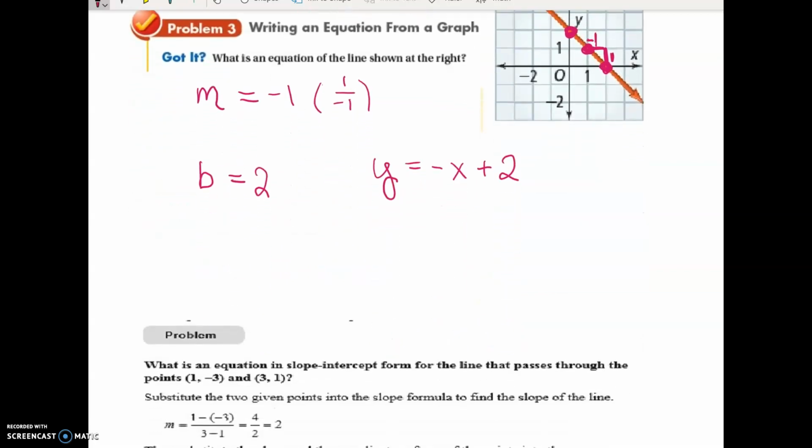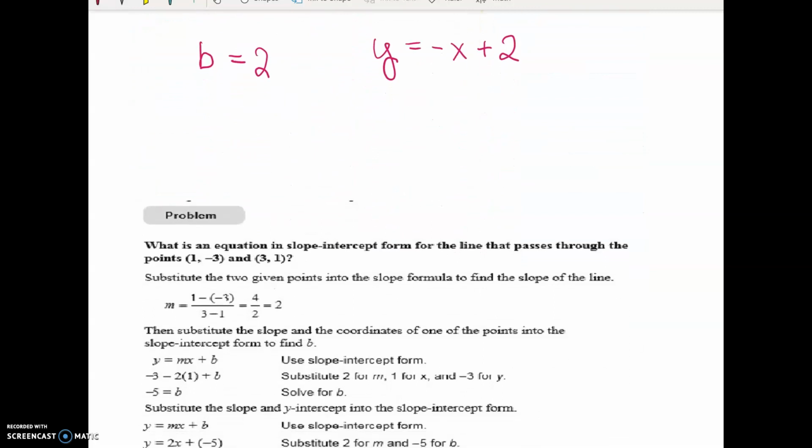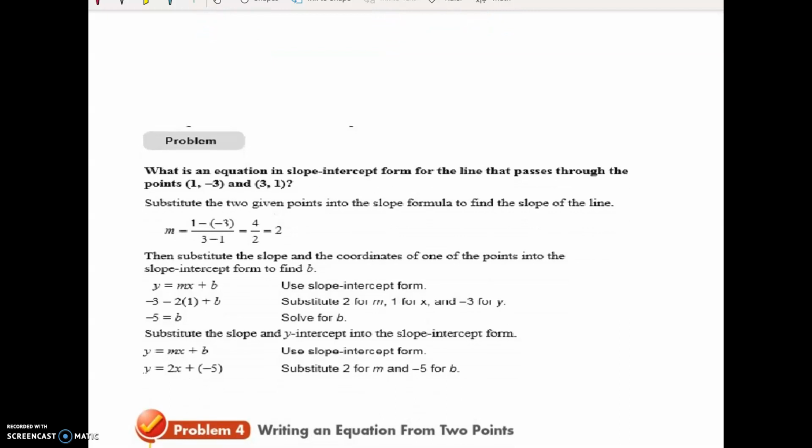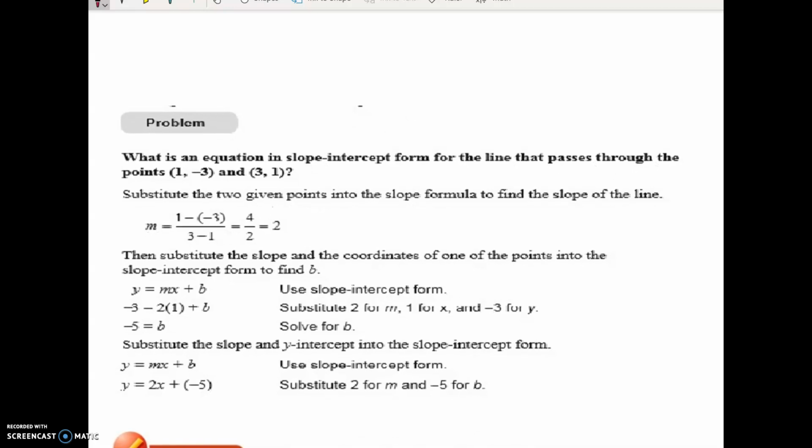So our last problem for the day today is following kind of this pattern here. It's asking what is an equation in slope-intercept form for a line that passes through these sets of points. They're not giving us the slope and they're not giving us the y-intercept. So what we have to do is calculate those so that we can write the equation for the line that passes through these points. I'll make this a little bigger here.